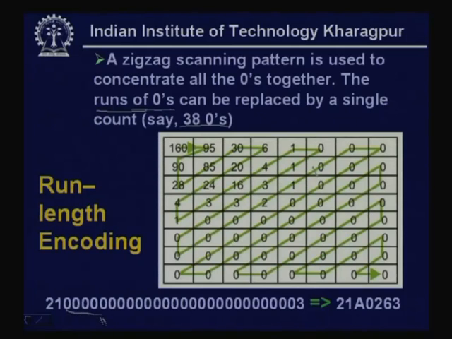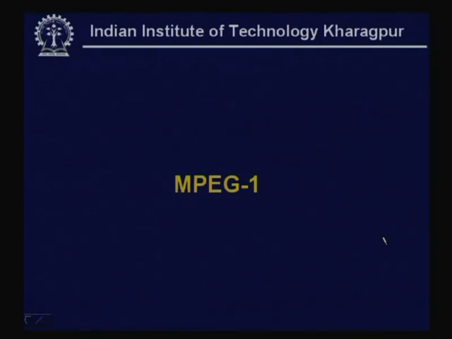Then these runs of zeros can be sent in a compact form as it is shown here. For example, here there are 26 zeros, and these 26 zeros can be sent by this part of the information. So, a block is now converted into fewer numbers: 2, 1, A, 0, 26, 3. Initially we had 64 numbers, now it has been converted into fewer numbers, and that can be transmitted to the other end, where the decoding can be done to get back the original signal. So, this is the basic concept behind the JPEG.